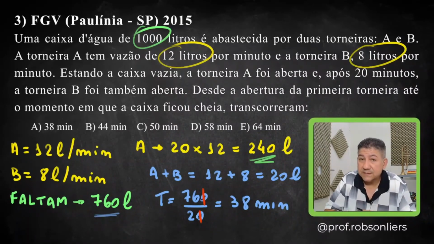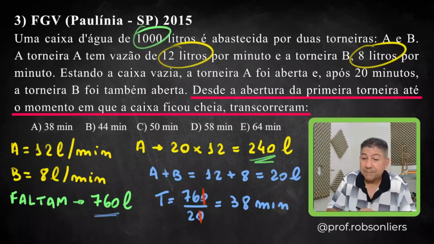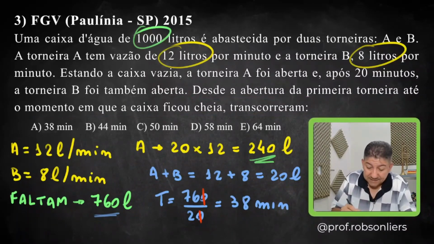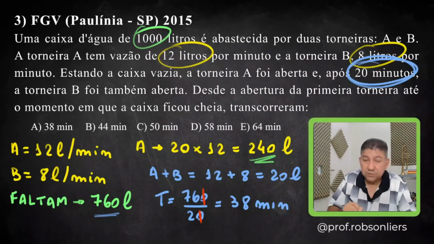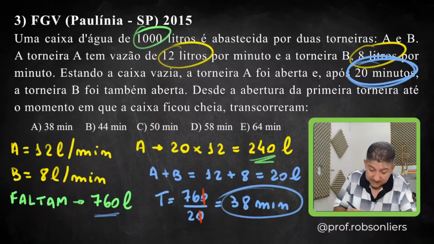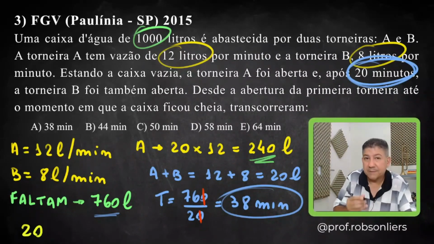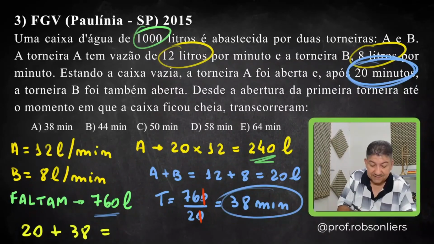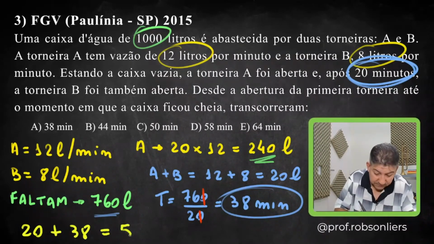Now the question is as follows. Is that clear, okay? From the moment the first faucet was opened until the tank was full, how many minutes passed? Here, okay? The first faucet was open alone for 20 minutes, and then both together for another 38 minutes. Taking this total time here, 20 minutes with the first faucet alone plus 38 minutes with both together, to fill what was left, which is these 760 liters, taking 20 plus 38, that's 58 minutes.